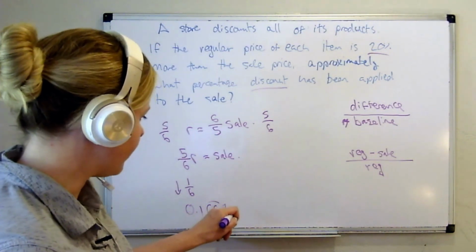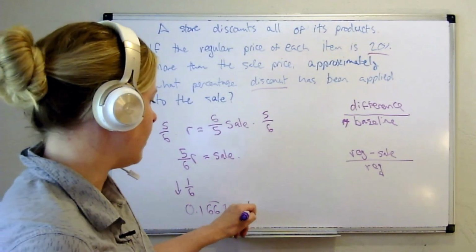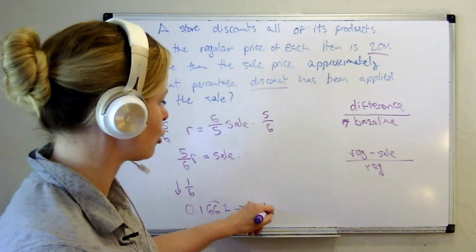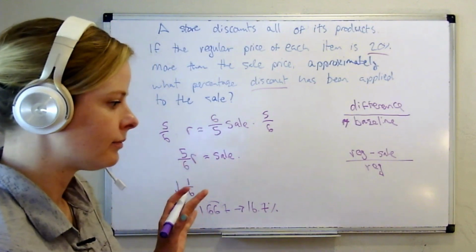From there, this is your decimal form, so you can just multiply by 100, and you would be left with 16.6666. Here they've rounded it in the answer choices to 16.7%, and your job is done.